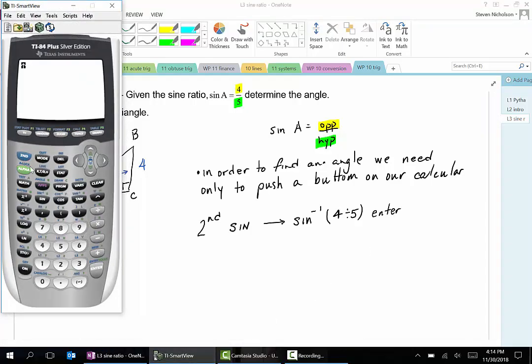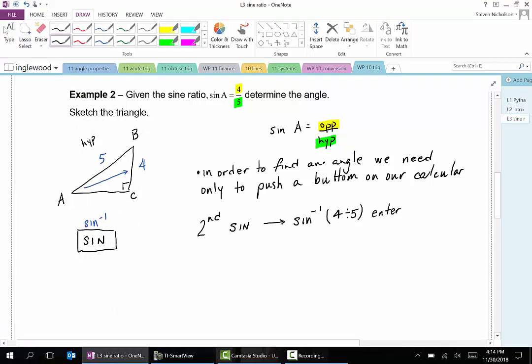Again, I want to find an angle, so I don't want the sine, I want the second sine. And then my calculator says, well, what do you want? What are the sides? Tell me the sides. And I go ahead and I plug in my sides. My calculator spits out 53.13. And what my calculator is telling me is this angle is 53 degrees.